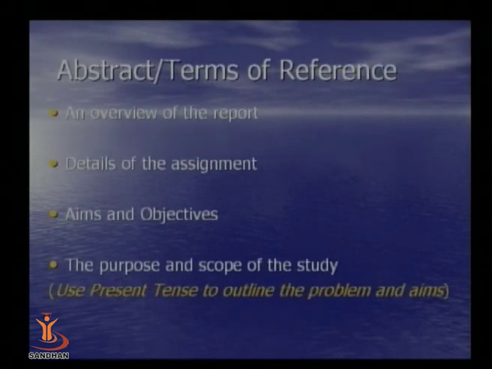Now we move on to our next slide, that is the abstract or the terms of reference. Now the question might be arising in your mind, how to write an abstract or what are these terms of reference? Abstract is generally an overview of the entire report. An abstract includes the details of the assignment as well as the aims and the objectives for which you are writing the report, and how your report will help in taking a decision.